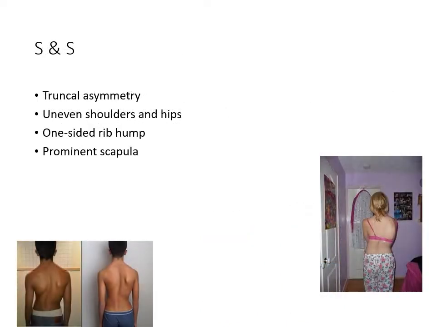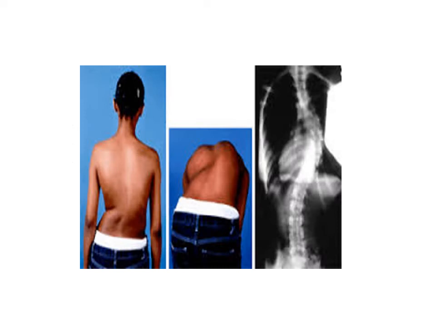So as you can see in this picture too, you will be assessing for truncal asymmetry, uneven shoulders and hips, one-sided rib hump, and prominent scapula. This is again a picture of truncal asymmetry and the hump and the curve in the X-ray.